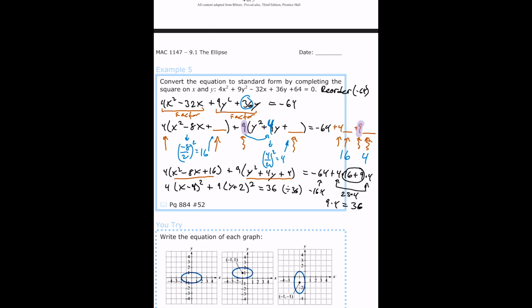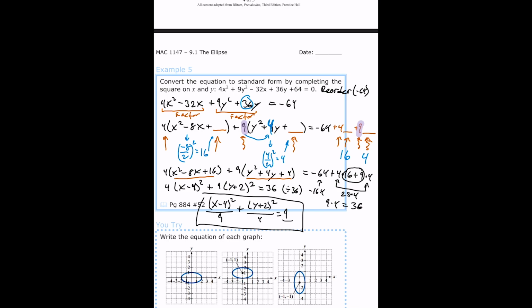4 divided by 36 is going to reduce to division by 9, so I've got, I don't even need the parentheses. X, oh yeah I do, it's still squared. X minus 4 squared, that's divided by 9, because 4 divided by 36 reduced to 1 over 9, plus this 9 divided by 36 is going to reduce to 1 over 4, so we have y plus 2 quantity squared over 4 equals, and then 36 divided by 36 reduces to a 1. We've got that 1 on the right-hand side that we needed, and we've got the equation for our ellipse.